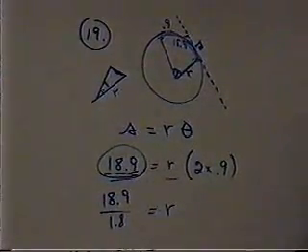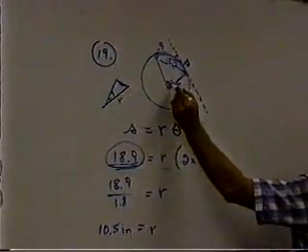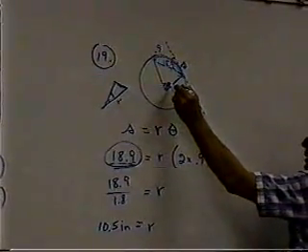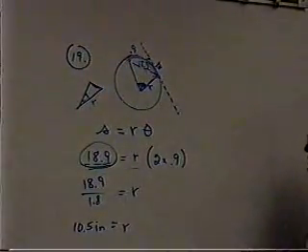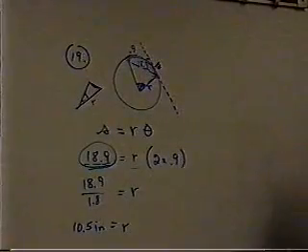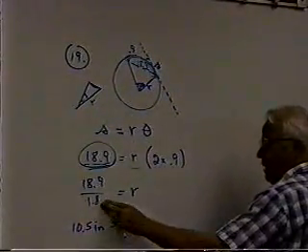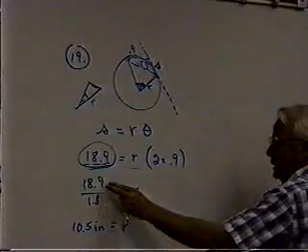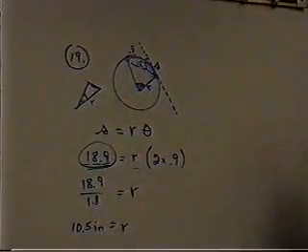So it doesn't make any difference. Point is, I've got to use some little geometry concepts to come in here and figure out that this angle is 0.9, therefore the total angle is 2 times 0.9. And so this is, what, 1.8. So to find R, we divide 1.8 into 18.9, and we get 10.5 inches.